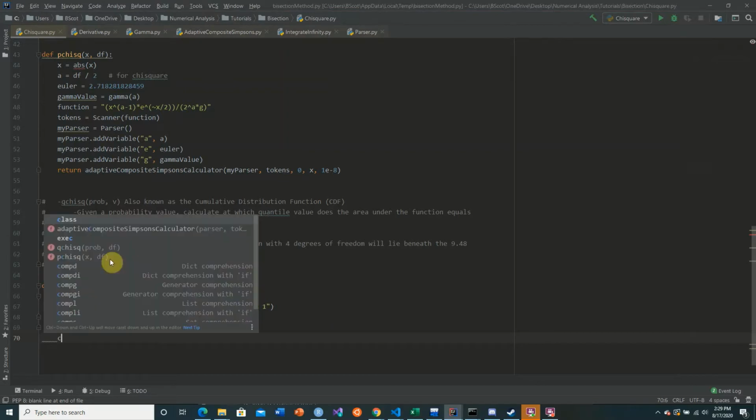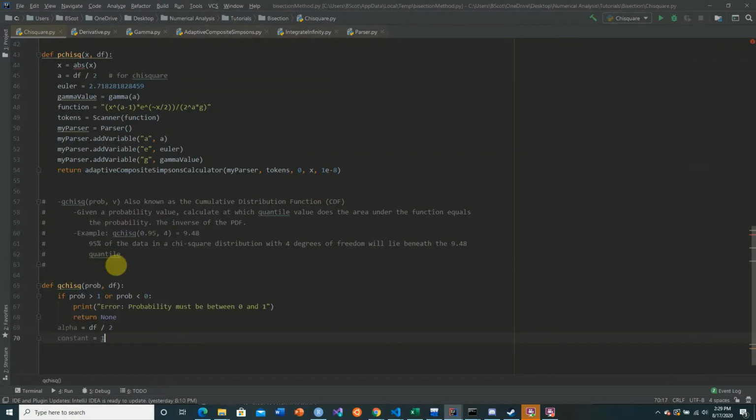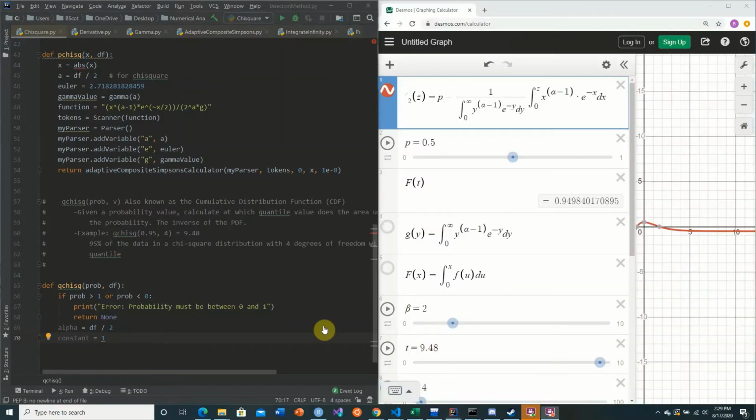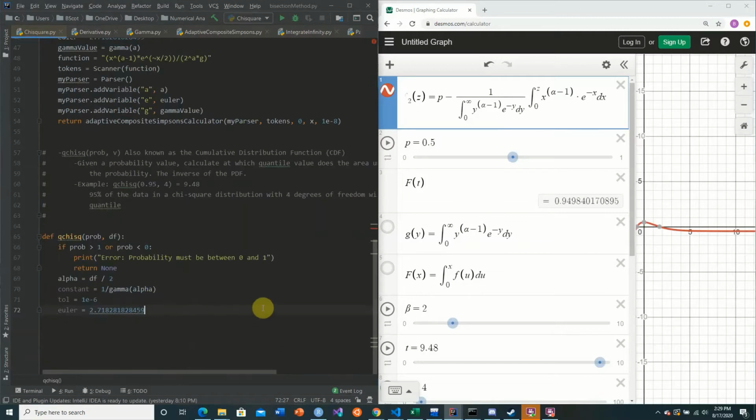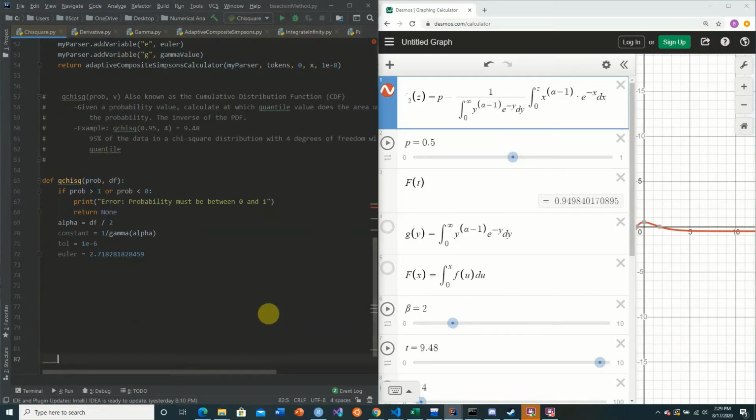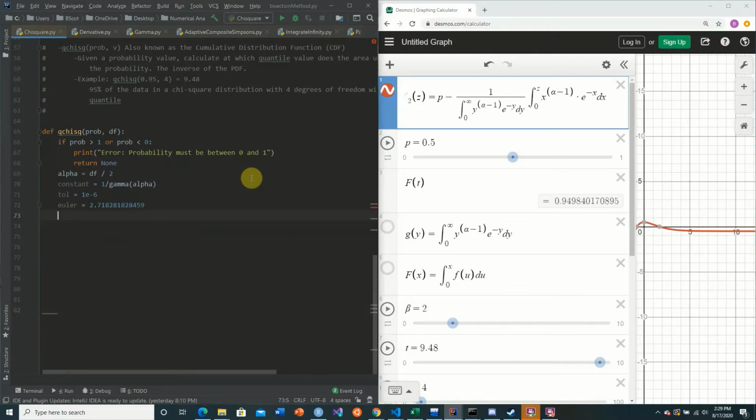So we need to calculate our constant, and it is given by 1 divided by the gamma of our alpha. So that is this constant right here, and we're going to make our tolerance equal to 1e to the negative 6. And then what we need to do is import Euler's number again. Give some room. Have our maximum iterations for our specified bisection method as 300.